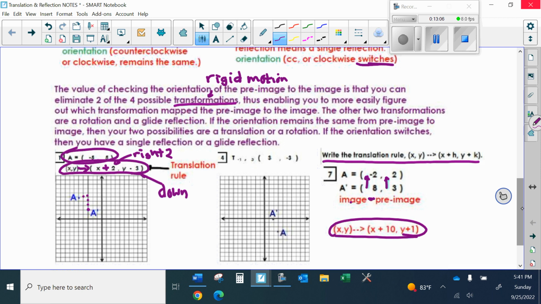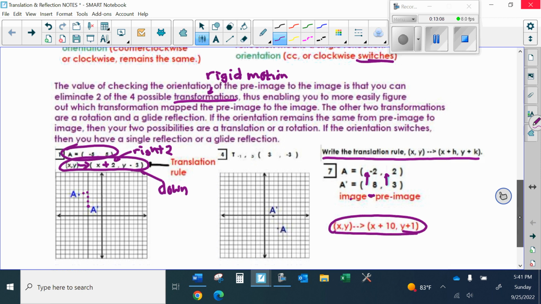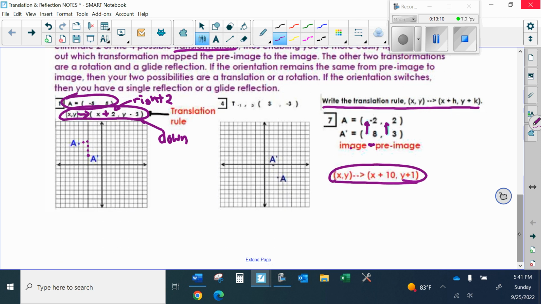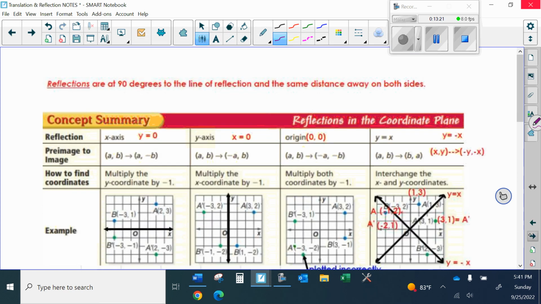So translation is very easy. It's just plus or minus, and you go left, right, up, or down. You're just counting. On your assignment, you're not going to have too many translation rules, so those are real easy. So our focus will be on reflections.